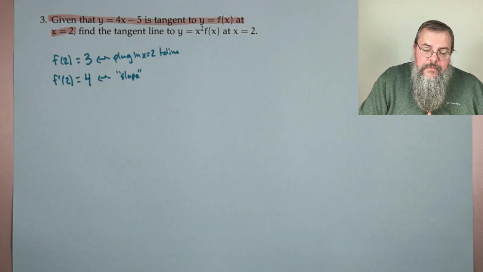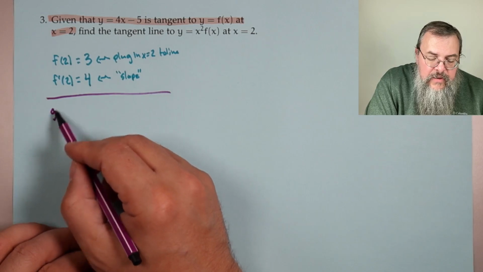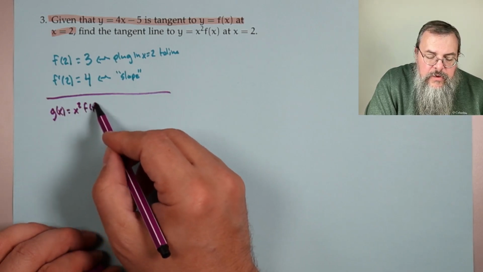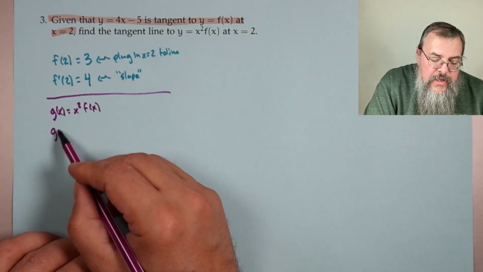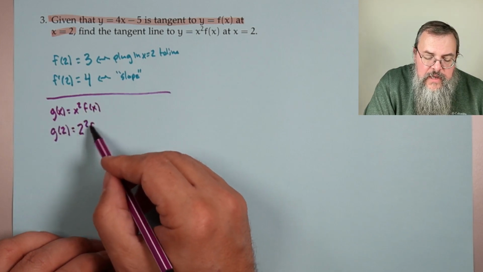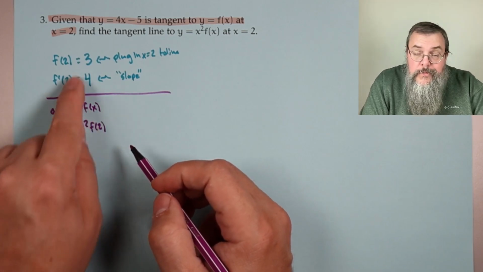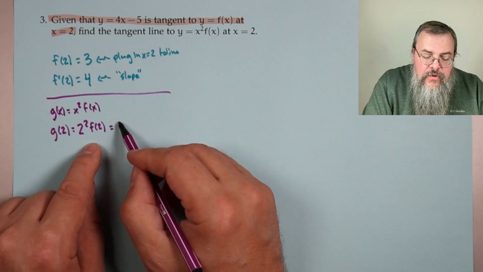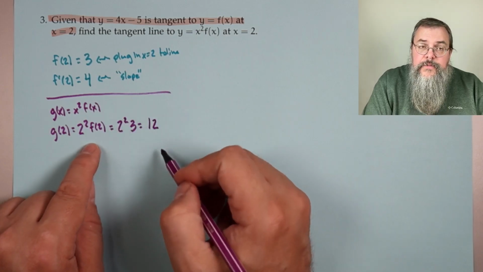So let's suppose for a second we will call this g of x equal x squared f of x. So we're trying to find this tangent line. Now, we can find g of 2 if we know what 2 squared times f of 2 is. Well, f of 2, we know that. It's 3. So this is 2 squared times 3, also known as 12.